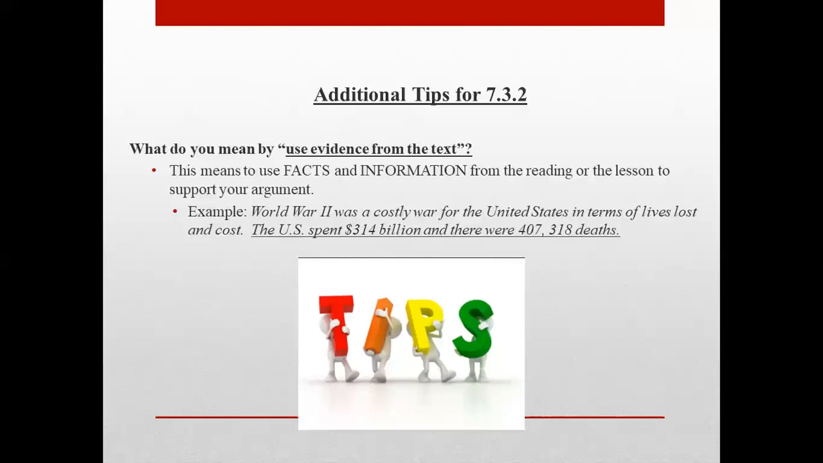Now let's back those arguments up with facts and information. Here's a fact. The US spent $314 billion and there were 407,318 deaths. Okay, so you have an argument and you have a fact or information from a reading or from a source that backs up your argument. So remember, use evidence from the text.